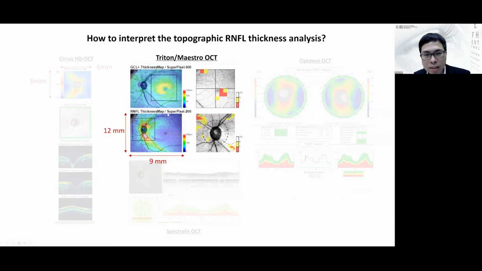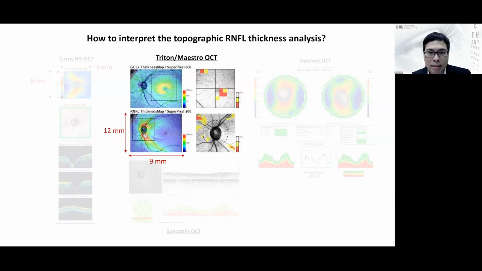The Triton OCT scans an even wider area. It scans the optic nerve head together with the macula using a raster scan of 12 by 9 millimeters. But the classification or the analysis of the retinal nerve fiber layer is still very much limited to a 6 by 6 millimeter square over the macula and a little bit smaller than 6 by 6 at the optic nerve head. So the classification in terms of the red and yellow representation of retinal nerve fiber abnormalities is smaller than the 12 by 9 millimeter region.